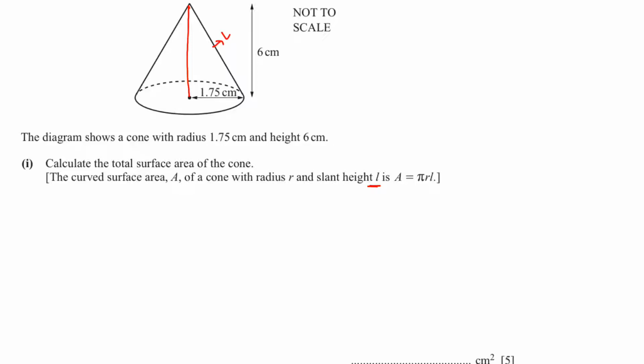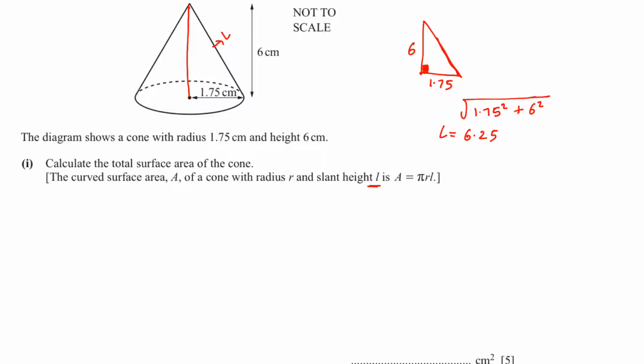To find L, this is your L. You have 1.75. This is going to be a right angle. Use Pythagoras theorem and find your L. Whenever you want to find the hypotenuse, the side opposite the right angle is your hypotenuse. You add it and you square it. Square root of this will give you 6.25. So my length is 6.25.